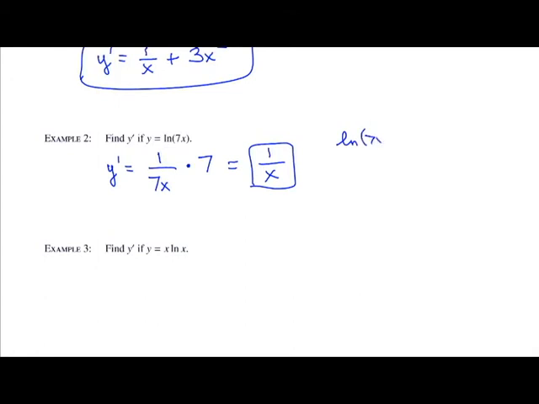The natural log of 7x is really the natural log of 7 times x. And you know that if you have multiplication inside a log, you can split that up with addition. Okay. So then if I take the derivative, the derivative of the natural log of x is 1 over x, and the natural log of 7 is just a number. Whatever number that is, it's probably around 2 something, right? And the derivative of a number is just 0. So this is 0 plus that, which is just 1 over x. Okay. So it makes sense to have this be the same thing.